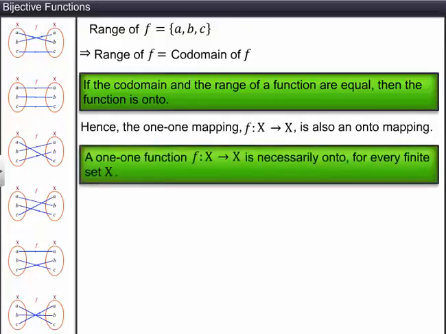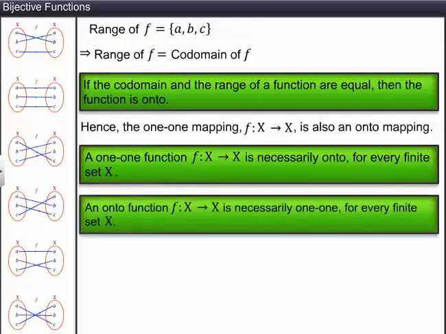More generally, for a finite set X, a one-to-one function f from X to X is necessarily onto. Also, an onto function f from X to X is necessarily one-to-one for every finite set X. Let's prove it.